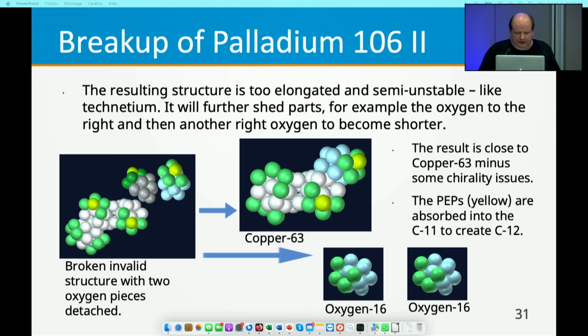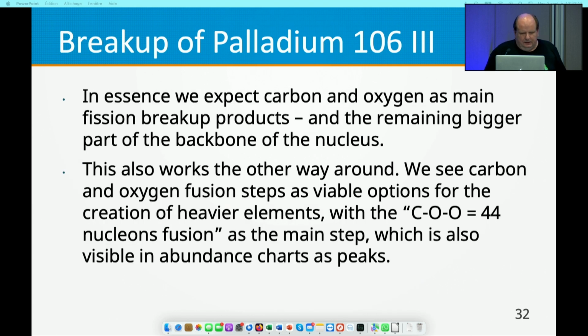So, the oxygens, basically the oxygen 17 first, or oxygen 16, have a little bit of remodeling, and then it is also okay. So in essence, what we expect to see is oxygen and carbon as main products of being ripped off the nucleus, and the remaining bigger part, which in this case looks very much like copper in the model.